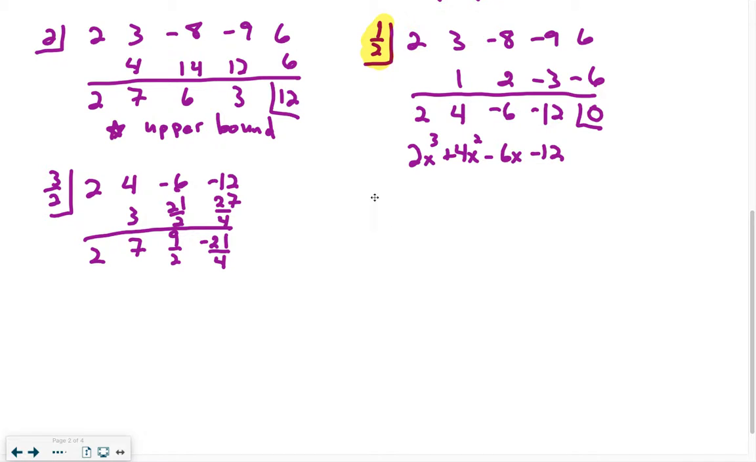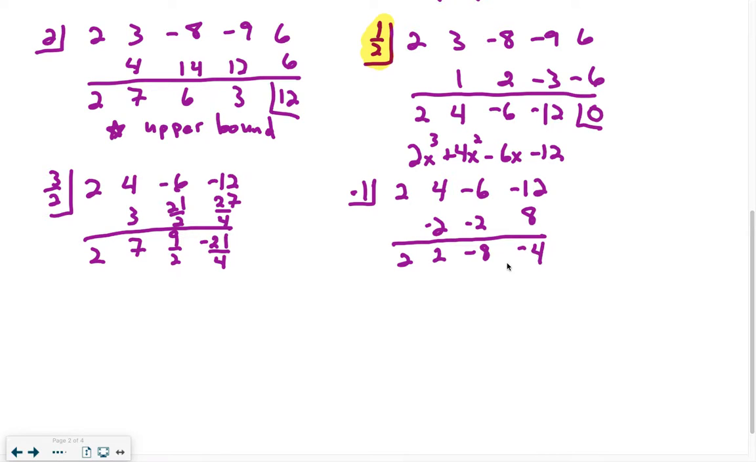Right, so first, let's try -1. Generally we'll start with the greatest negative root and work our way down. So again, we're using our coefficients here: 2, 4, -6, and -12. All right, bring the 2 down. -1 times 2 is -2. Add, multiply, add, multiply, add, and we get a remainder. That means that -1 is not a root. So let's try our next value.